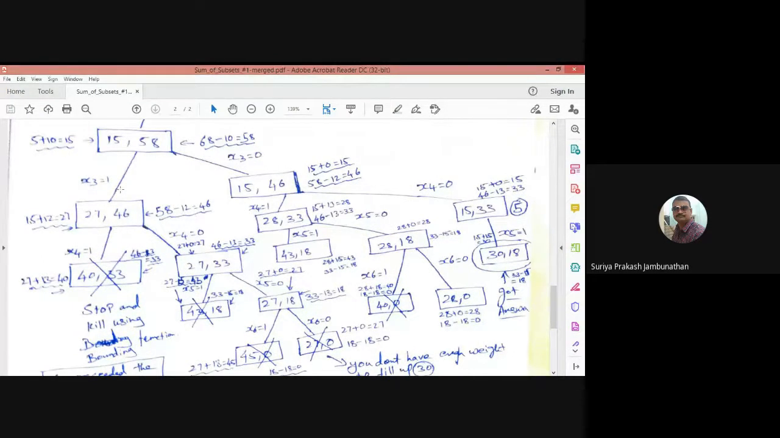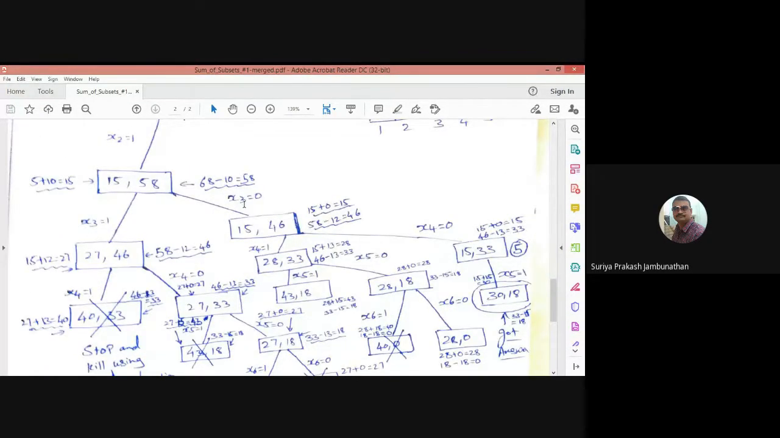Okay, then finally we move to the last node. In the last node, we are not considering x3. In that case, 15 comma 46, where x4 is equal to 1 we have done. Now we are not considering x4. While not considering x4, what will we get? 15 comma 33 we will get. So 15 plus 0 we get 15, and 46 minus 13 we get 33. So while not considering x4, we get 15 comma 33.